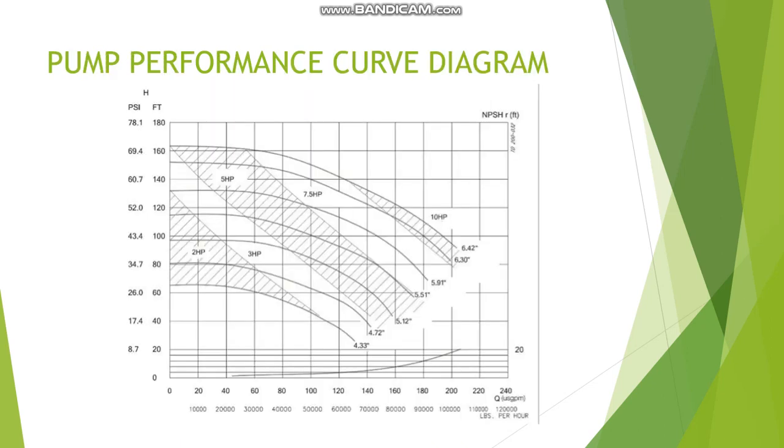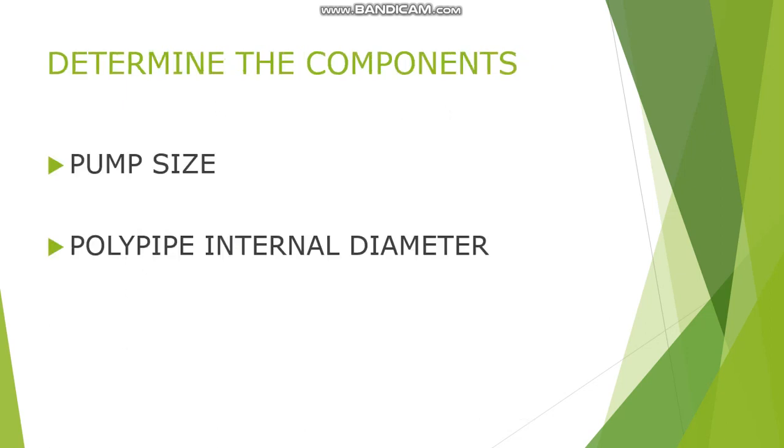This is an example of a pump performance curve diagram. By matching the feed head and the flow rate, we can determine the best size for our fertigation system. And for our 100 polybags of chili, we only need a 1 horsepower pump. After determining the pump size and poly pipe intake diameter, we can proceed with the system design layout.